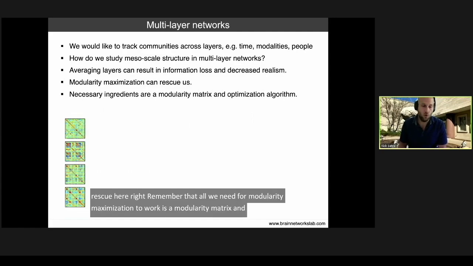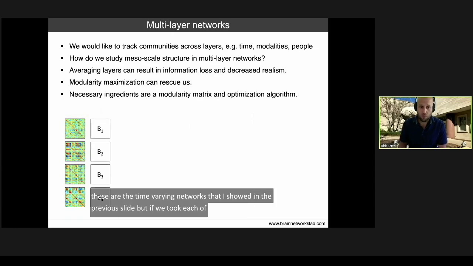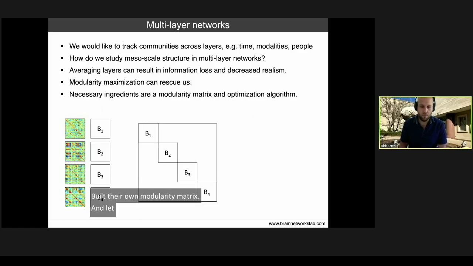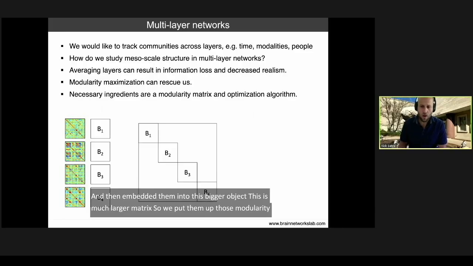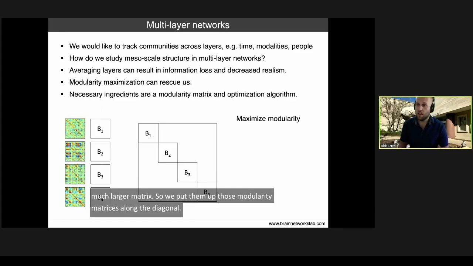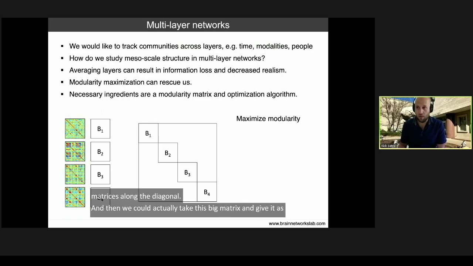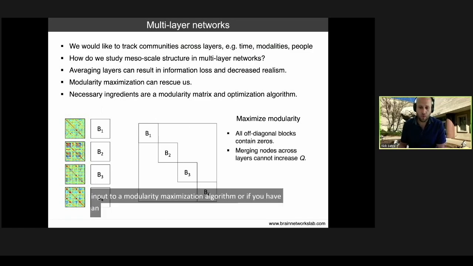So what if we did this? What if we took our layers, different connectivity modalities, and these are the time-varying networks that I showed from the previous slide. But if we took each of those networks, built their own modularity matrix, and then embedded them into this bigger object, this much larger matrix. So we put those modularity matrices along the diagonal. And then we could actually take this big matrix and give it as input to a modularity maximization algorithm, like the Louvain algorithm. What would that do? Well, effectively nothing. Because there's no connections between layers.